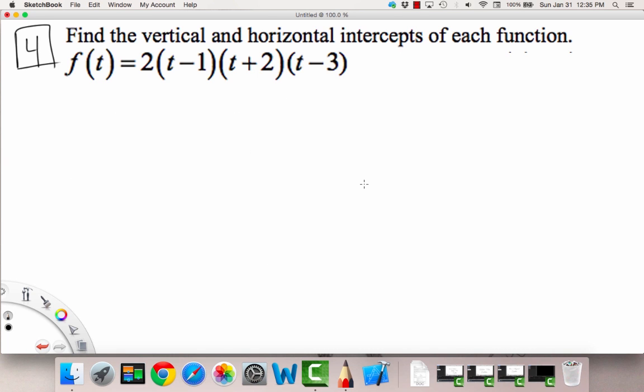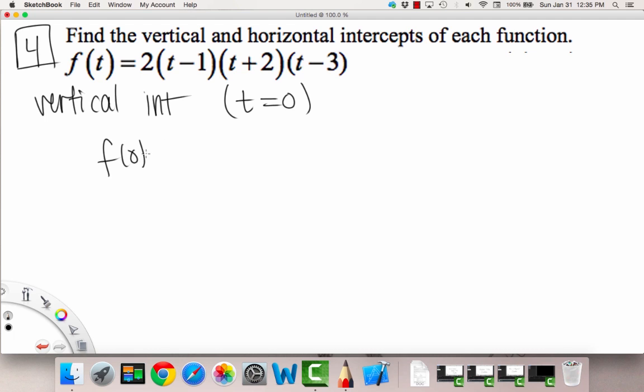Okay, now for the 4th and final question, we have: find the vertical and horizontal intercepts of each function, so of the one given below. So let's start with vertical intercepts. Vertical intercepts are when our input, when t is equal to 0, okay? Because our input is t in this case.